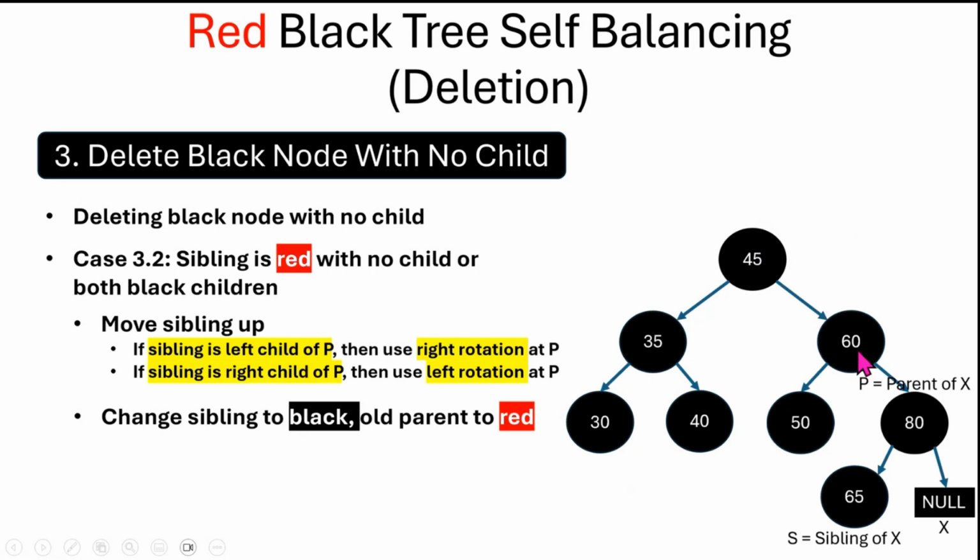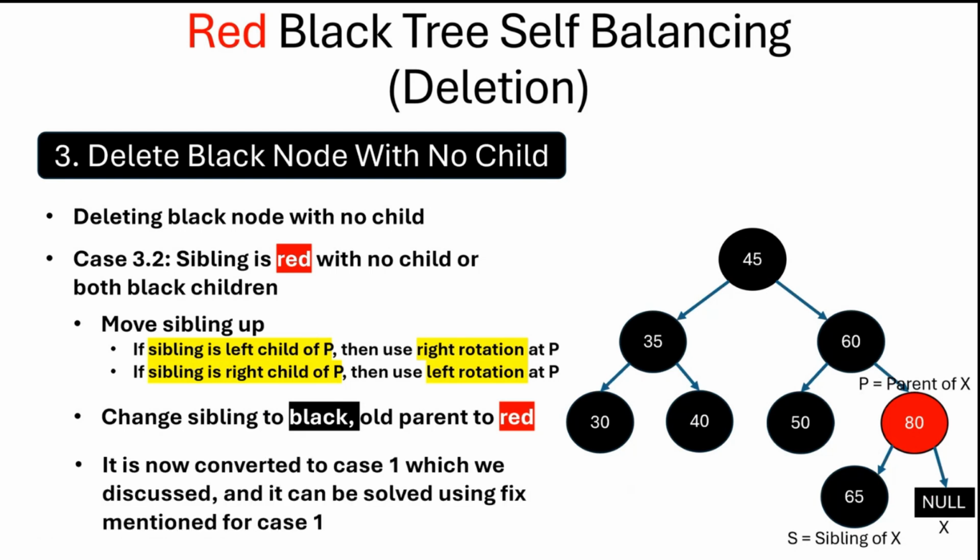So we change the sibling to black and the old parent to red. Why old parent to red? Because there is more black here, right? So we need to make the old parent red. Now the problem is, if there was any child, 65 was a child of 60, so it became the left child of 80 after the right rotation, and it was black, right? Red child cannot have just a single black child, as we saw in the previous videos. So it basically now becomes the case 3.1, which we discussed.